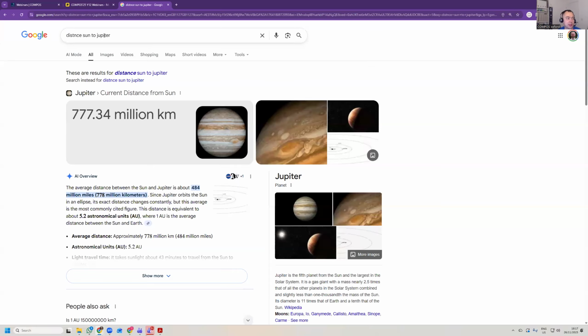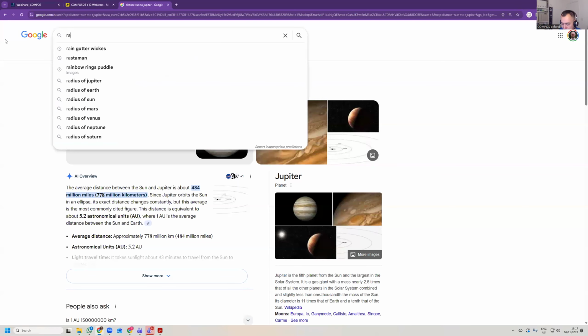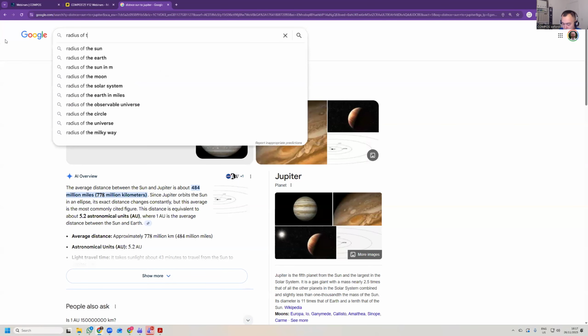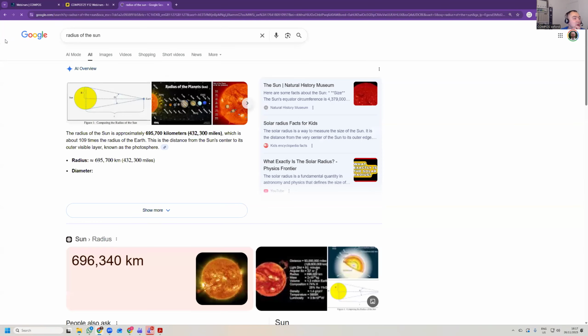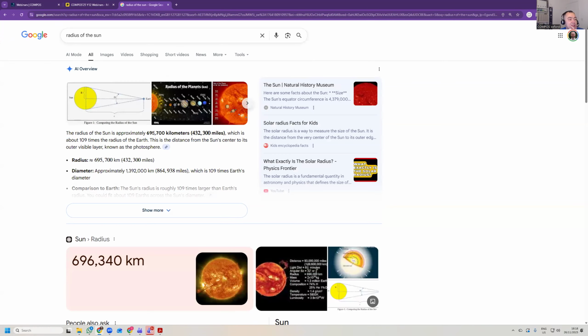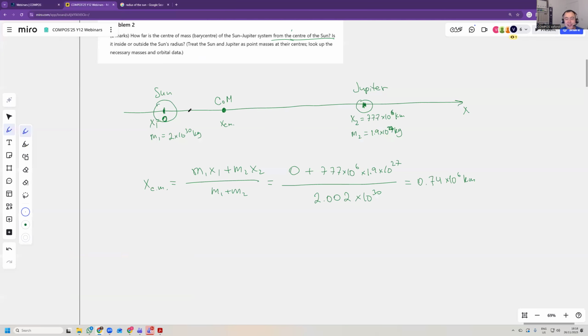Let's look at the radius of the Sun. Radius of the Sun is 695, so 0.7 times 10 to the 6 kilometers. So the center of mass of the Sun and Jupiter is actually just outside the Sun.